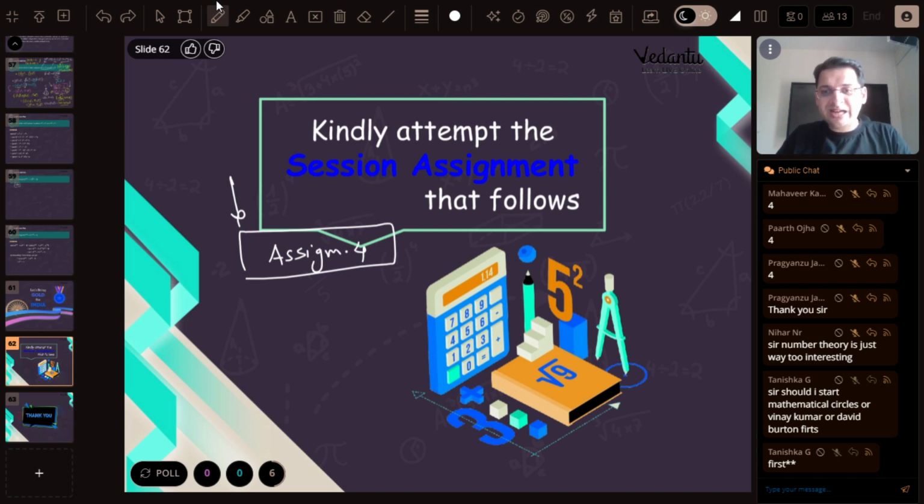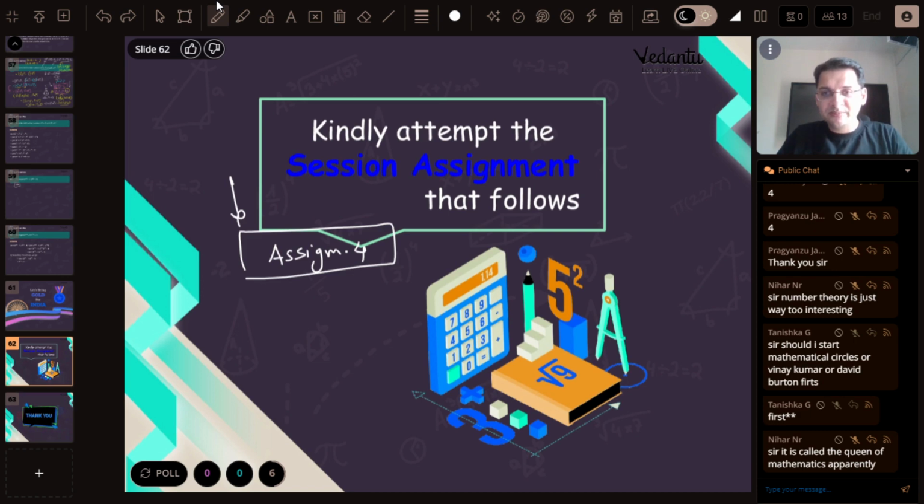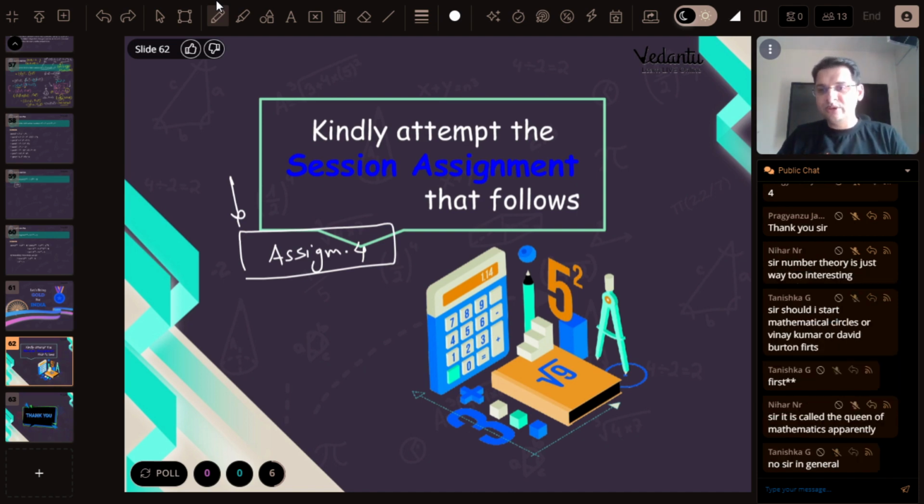Tanishka, which chapter are you talking about? Are you talking about number theory? If you're talking about number theory, then you can go with David Burton. Mathematical Circles is a kind of recreational book, which you can do parallelly with every other book.